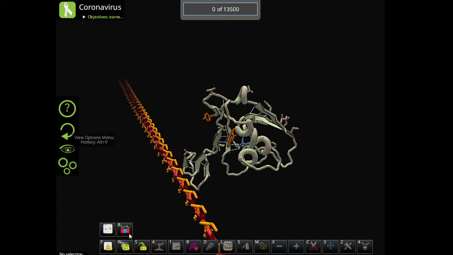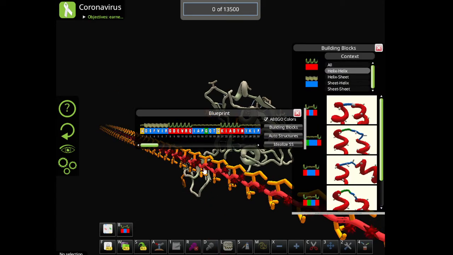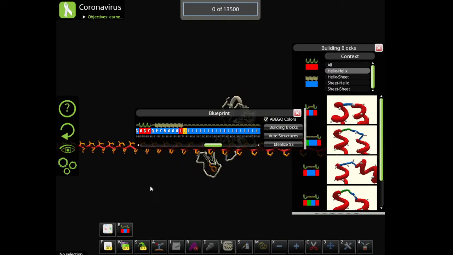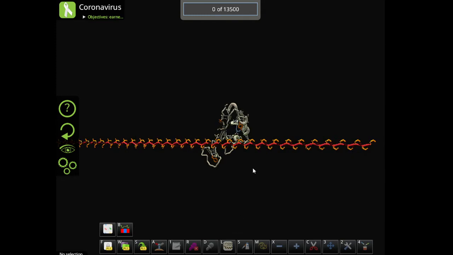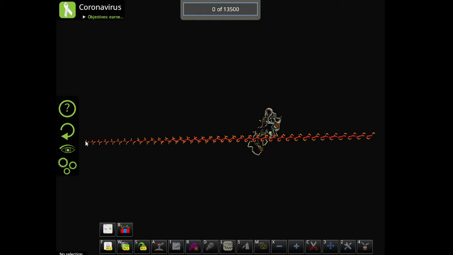Okay, let's start. First, you will need a blueprint, and I think the multiple helices will work best. So let's make it.